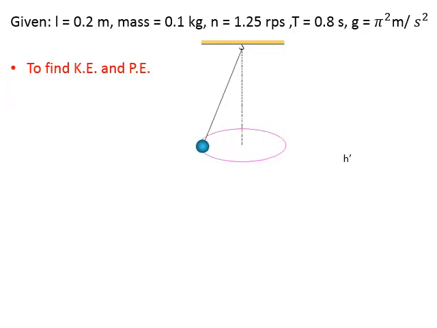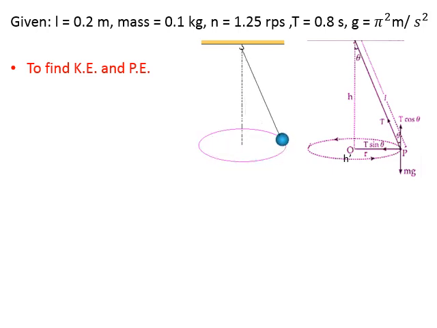To find out kinetic energy and potential energy, for this purpose, first let us see about this theory part, revision of this. This is the conical pendulum which is performing circular motion in the horizontal plane. Now here T is tension in the string. It is resolved in two components. T cos theta is upward component which is balanced by mg. T sin theta is the component of T along radius towards center. This provides centripetal force. Clear?